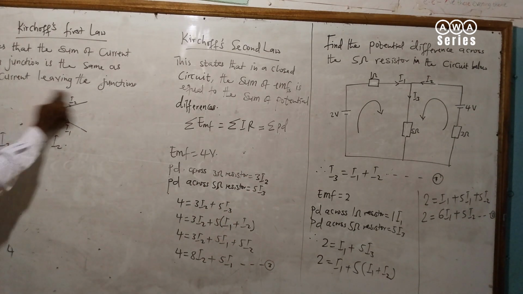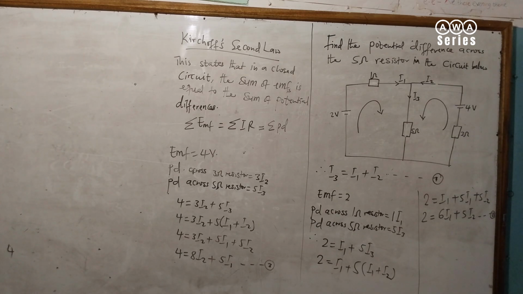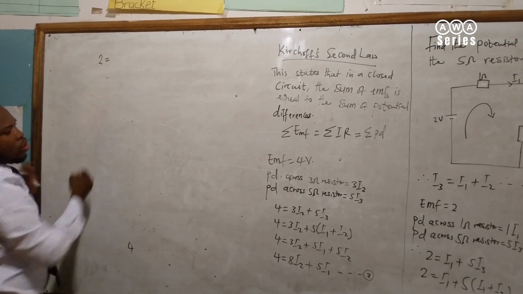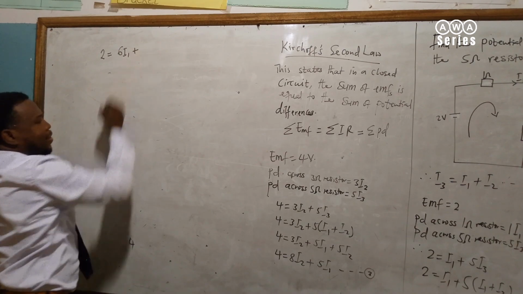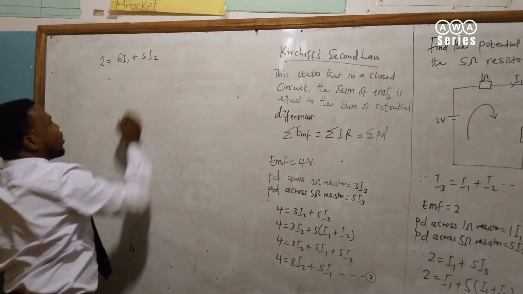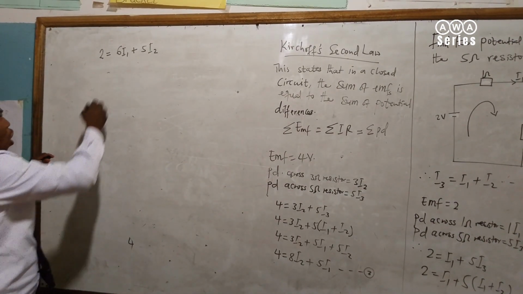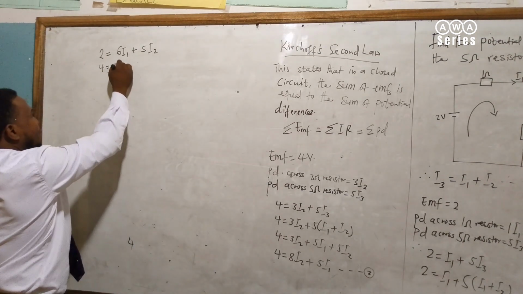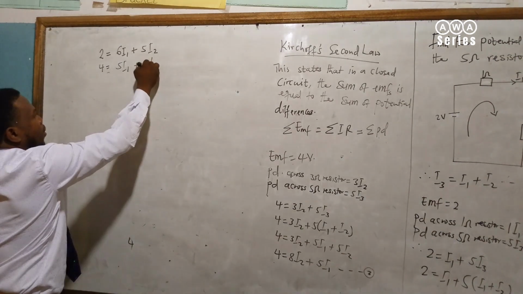So let me clean this one by now. Sure you've mastered it. You don't have any problem here. So let me write the two equations down. We have 2 is equal to 6I1 plus 5I2. That's the first equation. The second equation, you have 4 is equal to 5I1 plus 8I2.